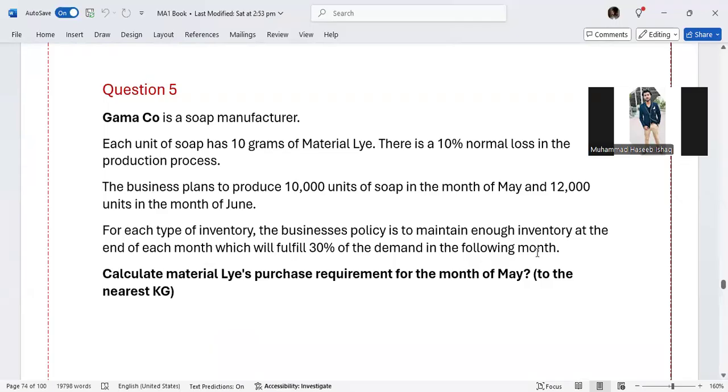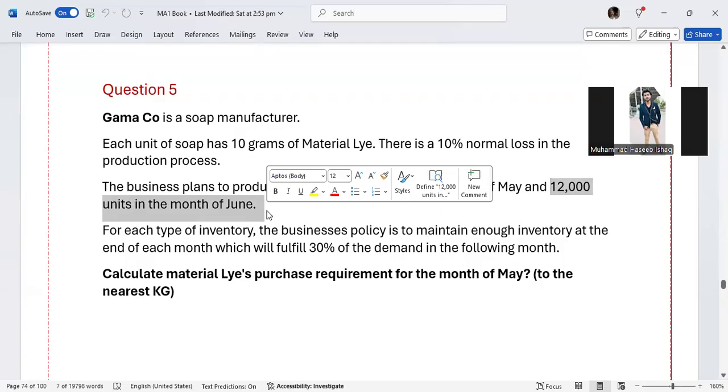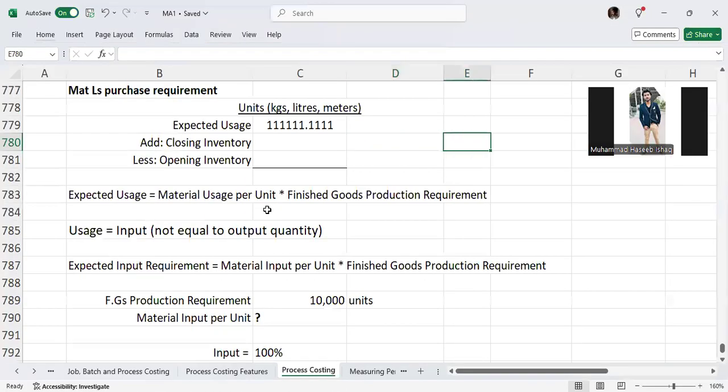So the following month is June, obviously, May and then June. So what is the demand of June? It is 12,000 units. So we must have enough material L in the inventory at the end of May, which will fulfill 30% of the 12,000 units of demand in the month of June. 30% of 12,000 is 3,600. So we must have enough material L in the inventory at the end of May, from which we could produce 3,600 soaps.